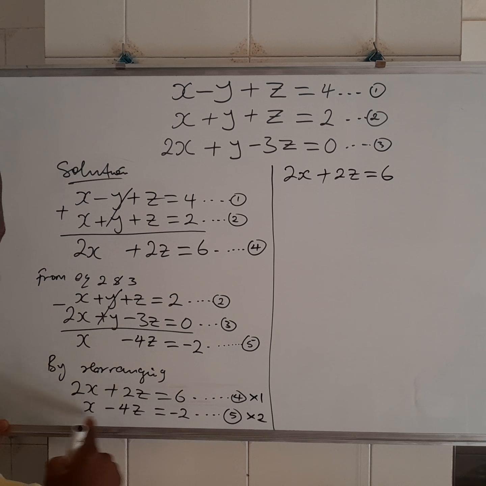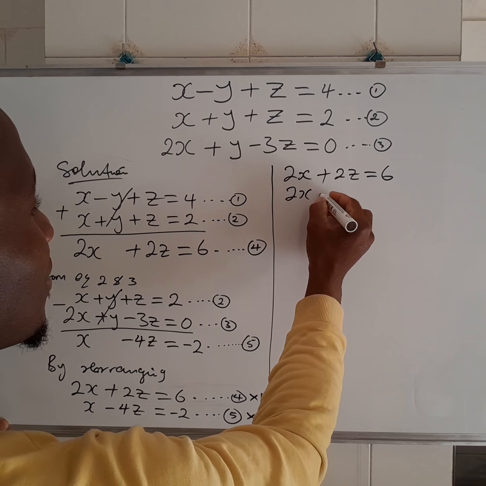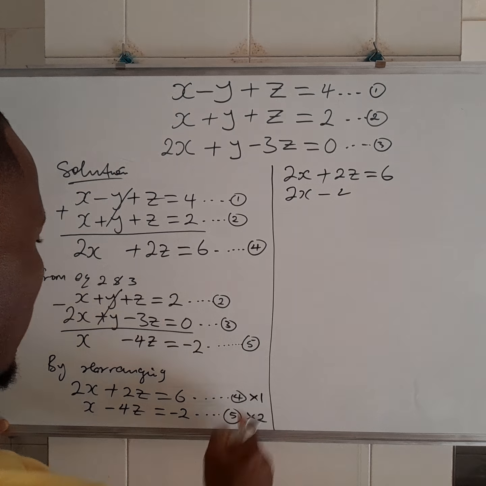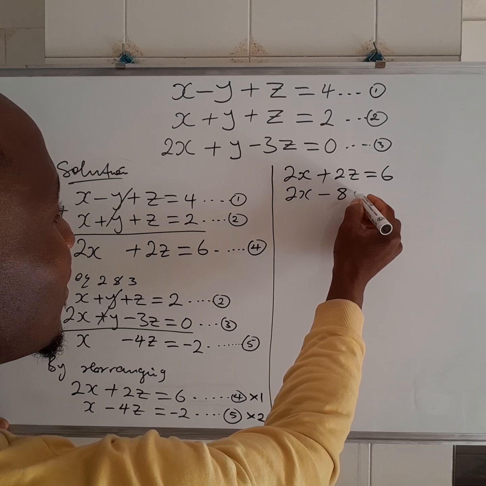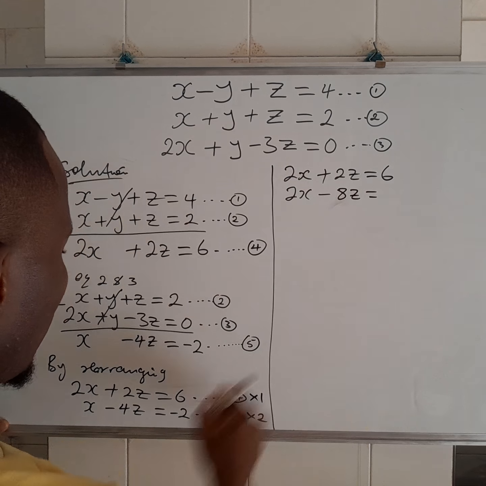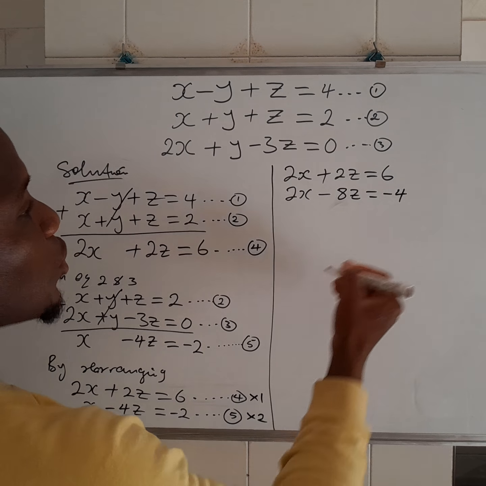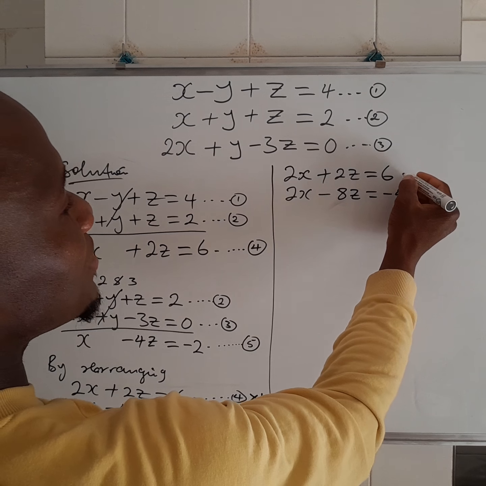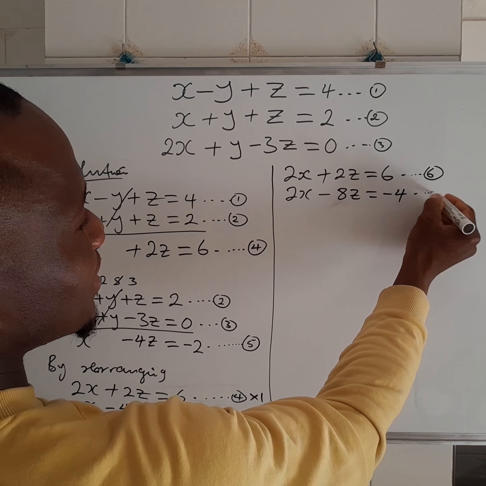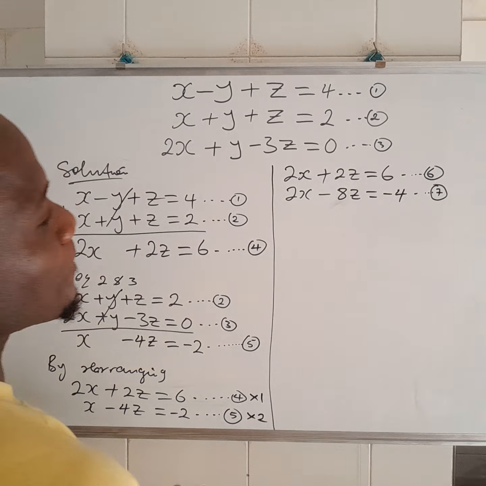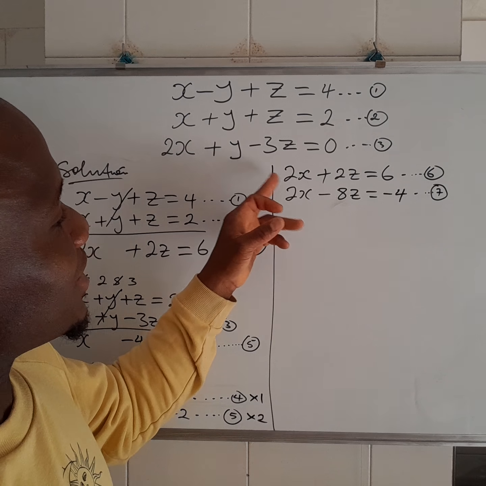So we multiply equation 5 all through by 2. We have 2x minus 2 times 4, we have 8z, equals 2 times minus 2, we have minus 4. So we can name this equation 6 because it has been altered, and this equation 7. So we've gotten the coefficient of x to be the same, so we can easily eliminate.